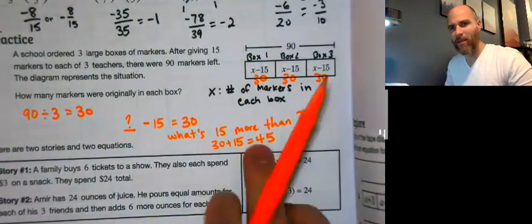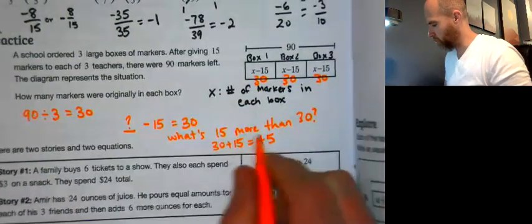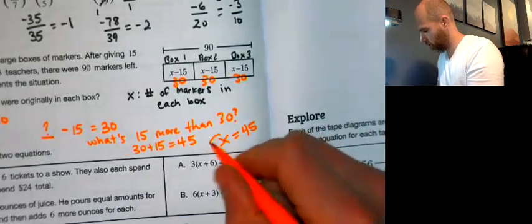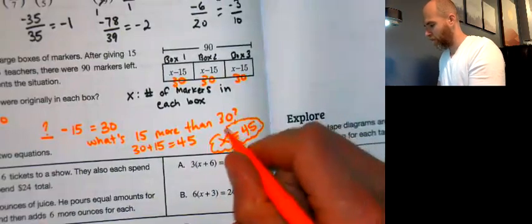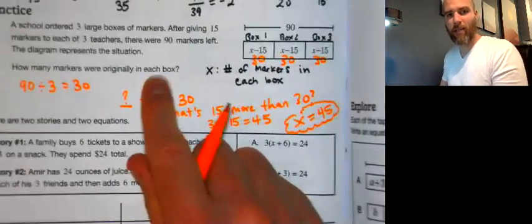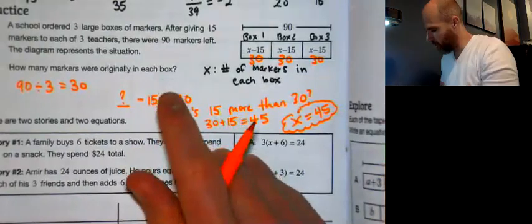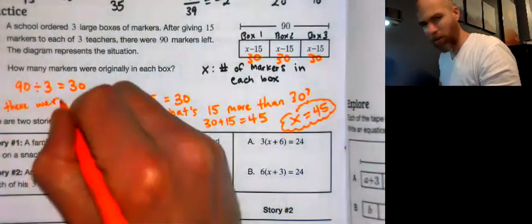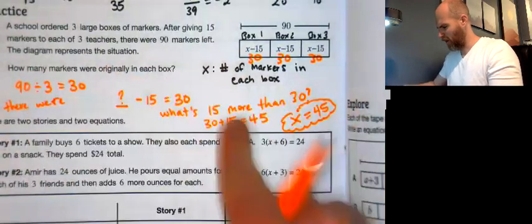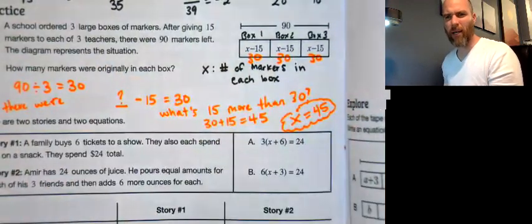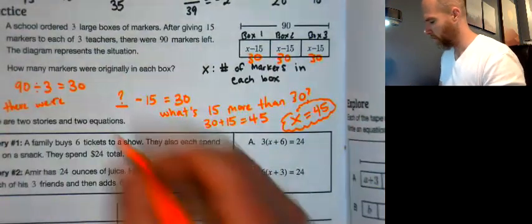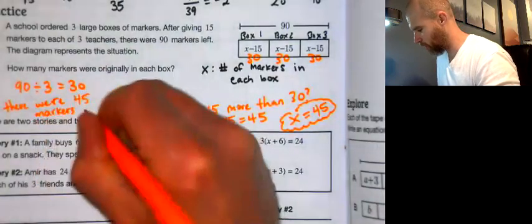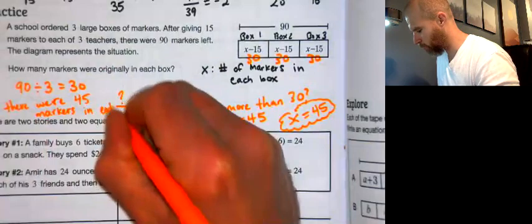So I think the answer is 45. So X equals 45. We should put that on our paper somewhere. And the question is asking us how many markers were originally in each box. So let's answer it in words. Sorry, my work is all over the place. I worked here and then here and here and here. I actually don't really like it when people do that, and I did it this time. I try not to do that. There were 45 markers in each box.